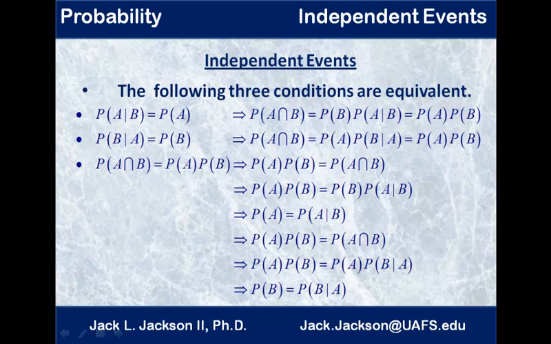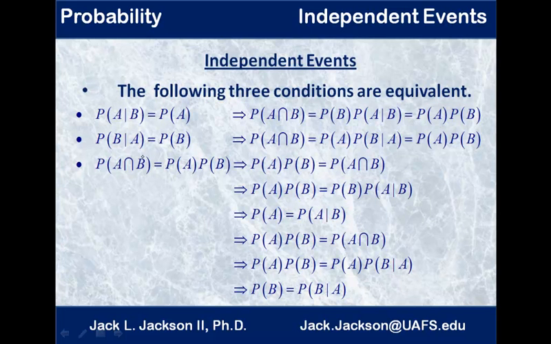Let's take a look at these conditions a little more carefully. Actually, all three of these conditions are equivalent, so we can take any one of them to be our definition, and once you get one of the three, you automatically get the other two. So, for example, let's look at the first one. The probability of A given B is the probability of A. Let's suppose we know that. Then the probability of A intersect B is the probability of B times the probability of A given B. But the probability of A given B is just the probability of A, so we have the probability of A times the probability of B. So we have the third condition. We've shown that if you have the first one, you have the third one.